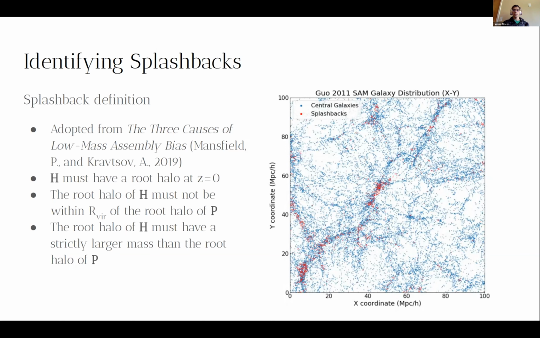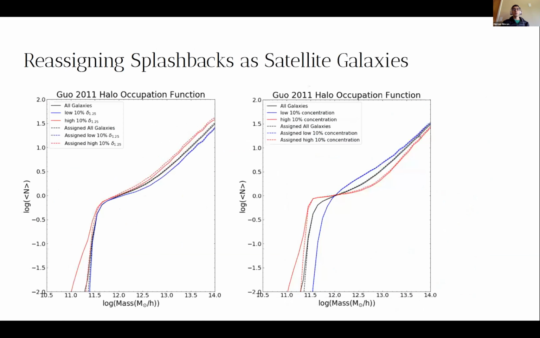So once that phase of the project was complete, the next step was to attempt the main hypothesis of this project, which is that perhaps the splashbacks are actually misidentified satellites of the host halos that they interacted with. And if we reassign them as satellite galaxies of these host halos, then maybe the assembly bias signals will go down. So some of the galaxy assembly bias signal might actually be an extraneous signal due to a misclassification of these galaxies.